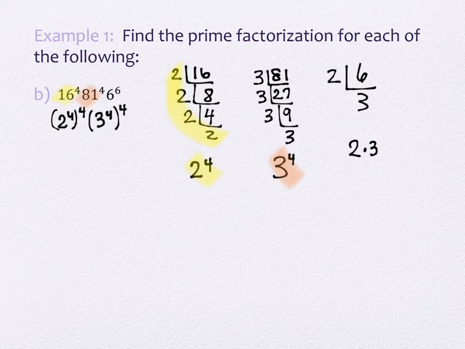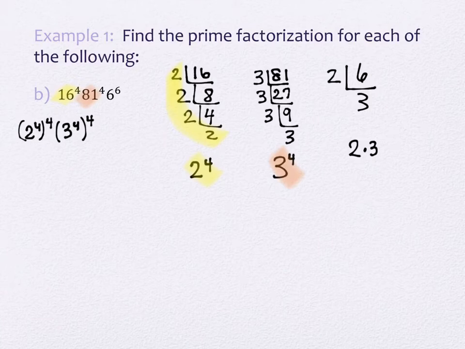And then our last piece, the 6, is over here 2 times 3. So I'm going to replace this with the 2 times 3. The 6 was raised to a power, so the 2 times 3 is also raised to a power. Okay, are all those substitution pieces okay? You see where all the pieces came from, all right?